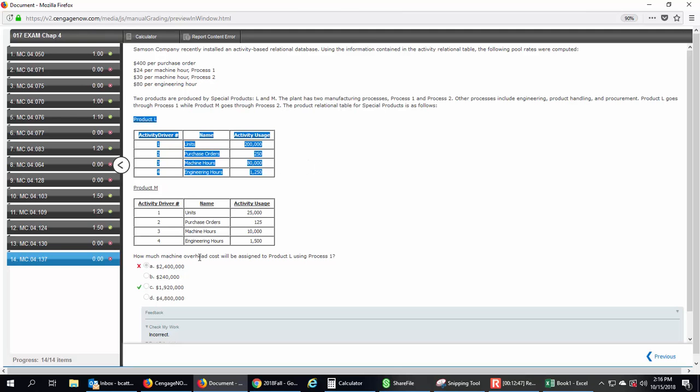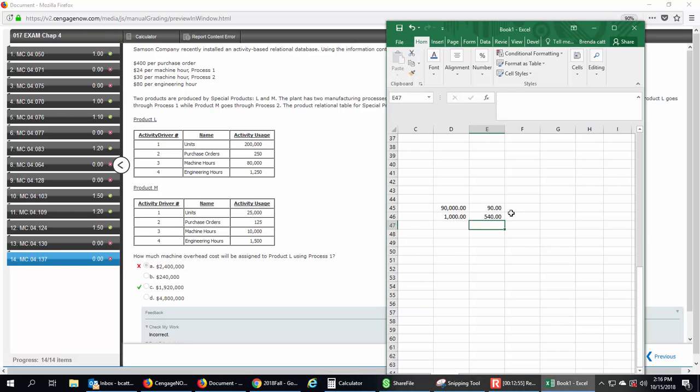And they're only asking about machine overhead costs, so I really don't care about engineering, purchase orders, units. I just care about machining. And so machining, which is this one, is $24 per machine hour. Product L, machine hour, 80,000 hours, which is 1.92 million.